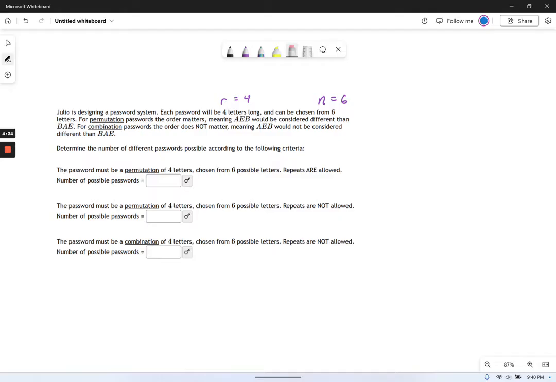Whereas a combination might be a combination of astronauts on a spaceship. It doesn't matter whether they sit left to right or right to left. All that matters is who's on the ship. So we're going to talk about these three situations here.